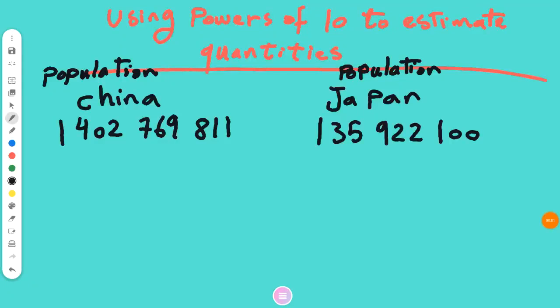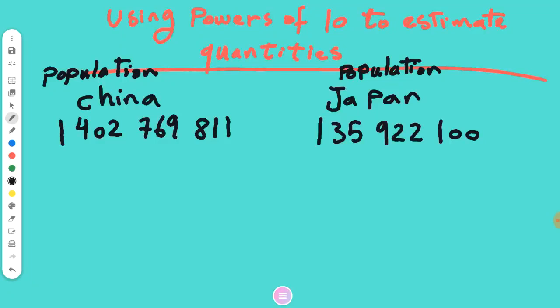Hello everyone. Today we're going to talk about using powers of 10 to estimate quantities, okay? If we have big numbers, can we represent them in a simple way? Also, if I have very small numbers, can I translate them in a simple way by math? Yes, we can. We can use the power of 10.